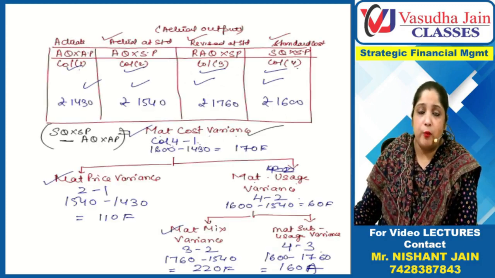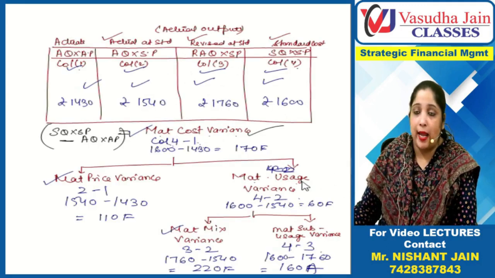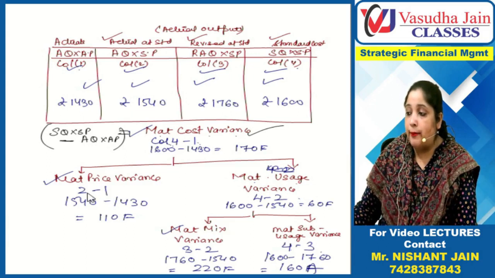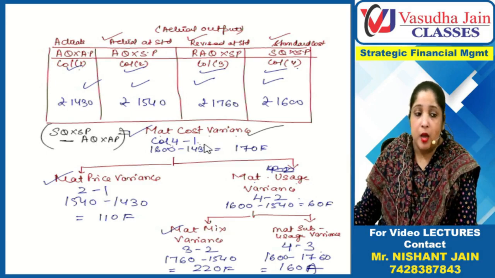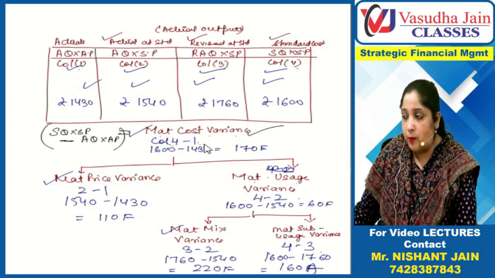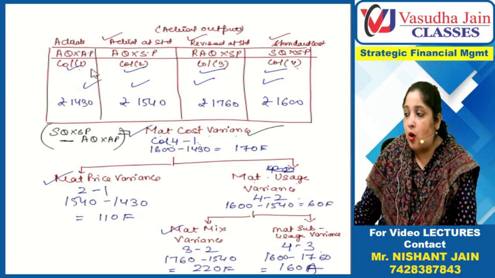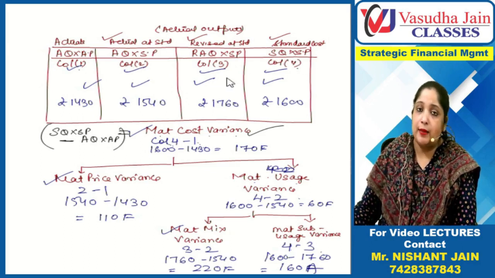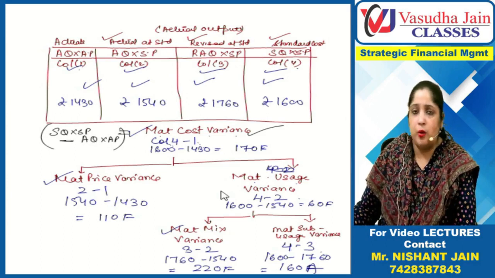Ma'am, do we have to write the formula also like that? No. Why? Because when you are writing column number 2 minus column number 1, column number 4 minus column number 1, you have to write properly. Column 4 minus column 1. Automatically you have written under column number 4 the computation notations. So automatically the formula is created there itself. So you don't have to write.